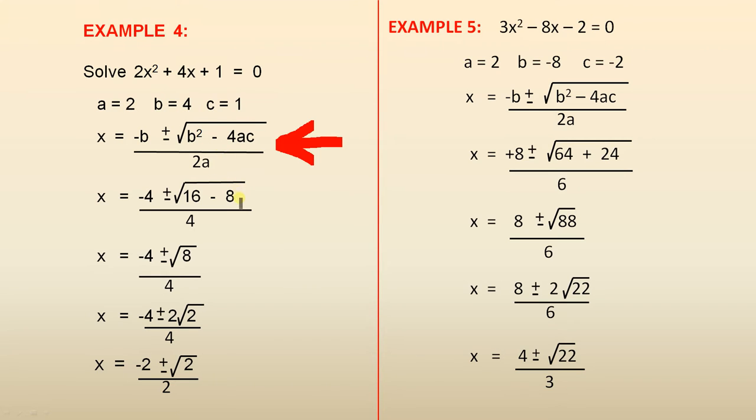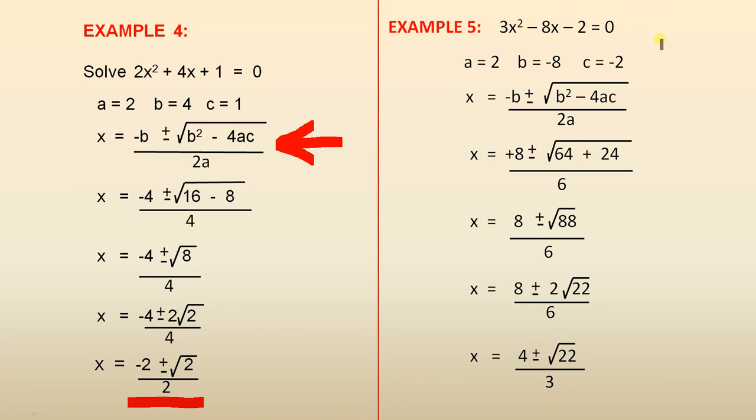We substitute the values into the formula to arrive at this line. We simplify under the square root sign to arrive at this line. We simplify the square root of 8 to 2 the square root of 2 to give us this line. We divide numerator and denominator by 2, and here is the answer to the quadratic equation. And you can see it is an irrational number. That's why we needed the powerful quadratic formula.